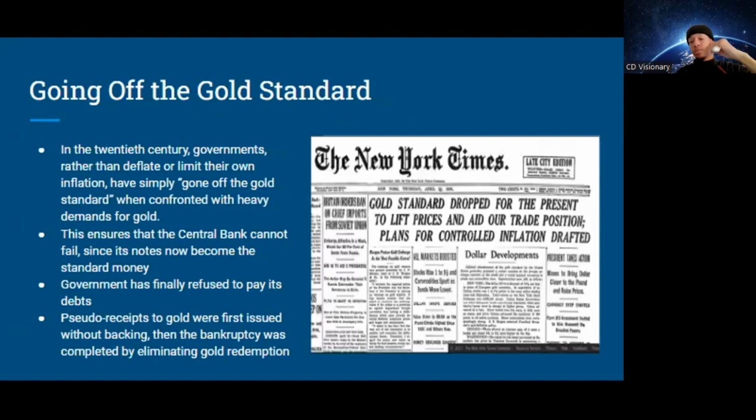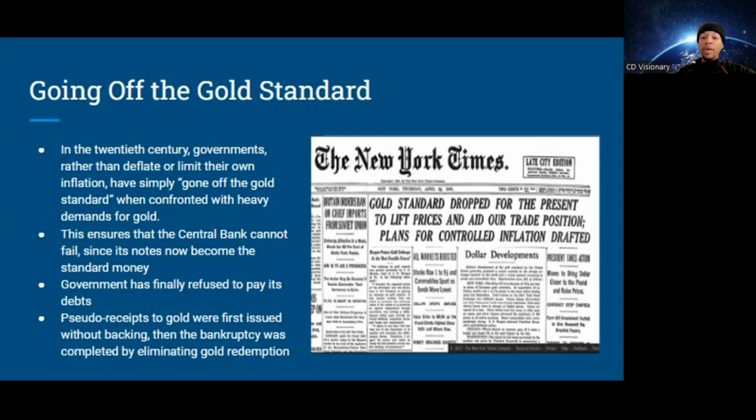Now we see that we're going off the gold standard. They're completely wiping away the gold standard, completely wiping away gold, and now the government central bank is taking over. In the 20th century, governments, rather than deflate or limit their own inflation, simply went off the gold standard. When confronted with heavy demands for gold, this ensures that the central bank cannot fail, since its notes now become the standard money. So, in order for the central bank to grow and to not fail, they have to do away with the gold. So they completely left the gold standard.